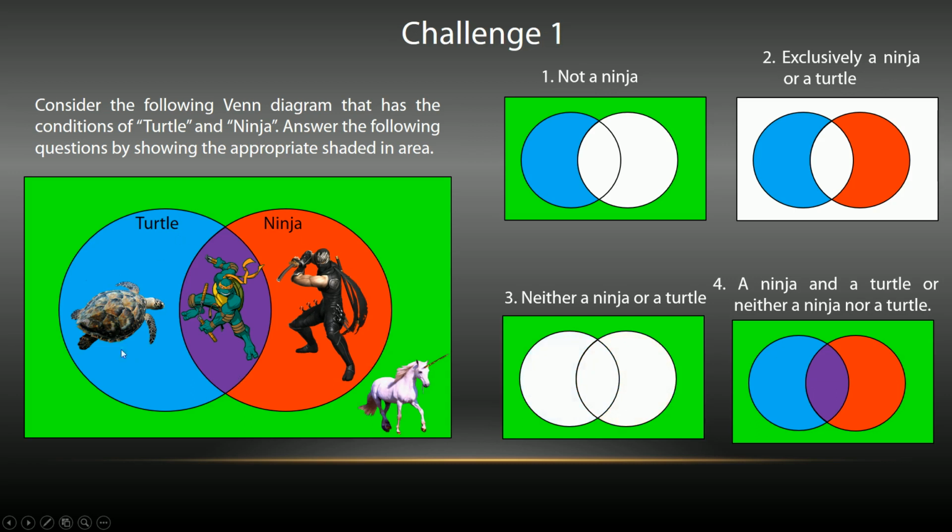So when you hear the word neither, it means everything that's not that. And the last one, a ninja and a turtle, or neither a ninja nor a turtle. This is a bit of a tricky one. So everything that's a ninja and a turtle would be this part, or neither a ninja nor a turtle is everything that's outside that we worked out before.